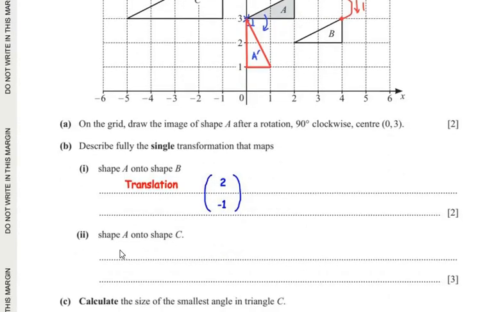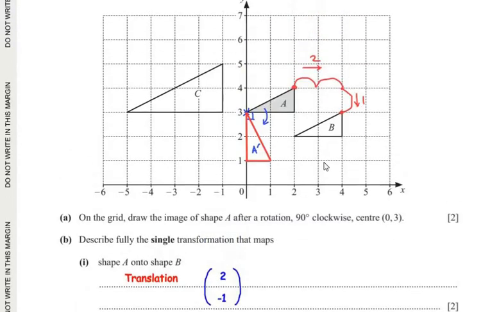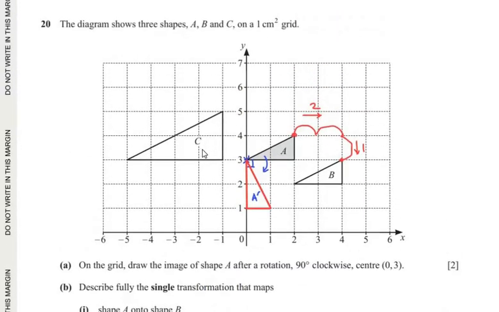Now the next question, describe fully the single transformation that maps shape A onto shape C. From shape A, we have to check for shape C now. Now we can say that C is the enlargement of shape A. Now since we are talking about the enlargement, we have to also find the center of enlargement and also the scale factor. So to find out the center, let us connect the corresponding points. So this point from shape C should connect this point from shape A. They both are corresponding points, and let us see where it is going to join.